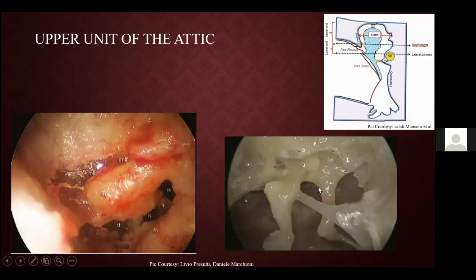Now let's discuss all the spaces of the attic in detail. The upper unit of the attic, as I told, is above the level of the epitympanic diaphragm. So we can imagine there are a lot of spaces here, which form the upper unit of the attic. And this is the endoscopic picture of the same in the lateral view, with part of the scutum removed, and you can see various folds like the lateral malleal fold, the incudo-malleal ligamental fold, the lateral aspects of these folds, which divide the attic into various spaces. Let's study one by one.